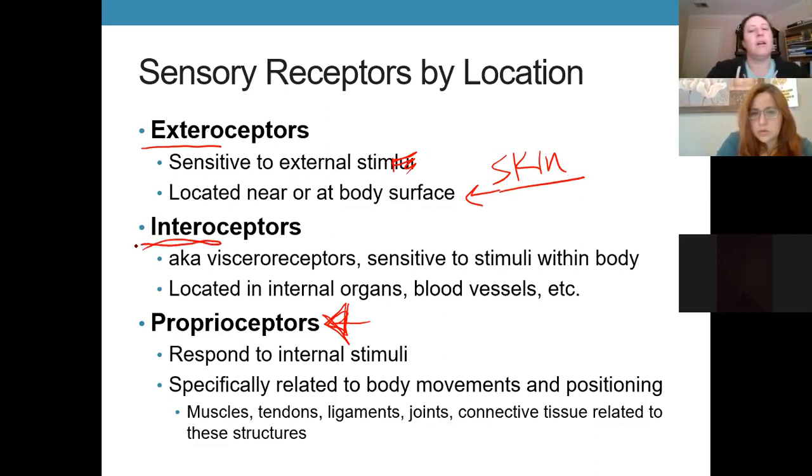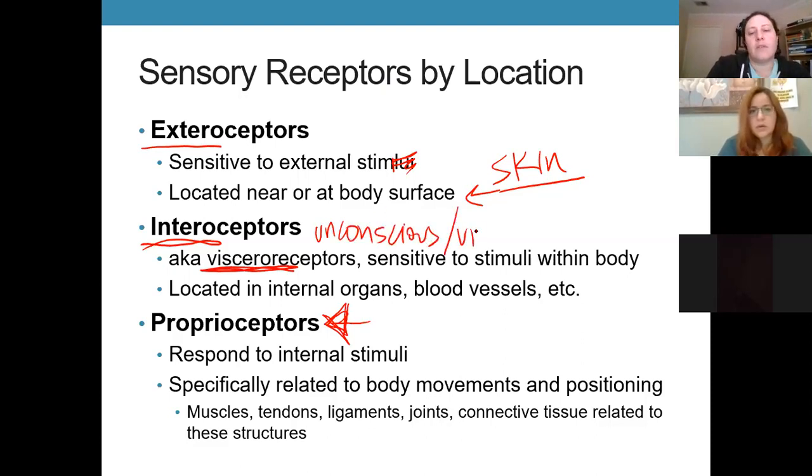Interoceptors are typically monitoring our internal organs. You'll also see them called visceroreceptors, although I don't think anybody actually uses that term. It's a little easier to remember and tells you what they do. This is all our internal organs and blood vessels, and most of this stuff we're never really aware of because this is our visceral input.